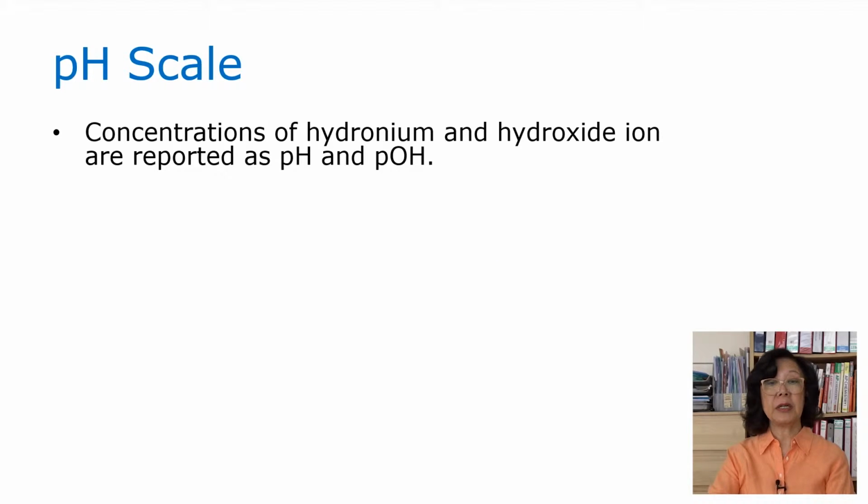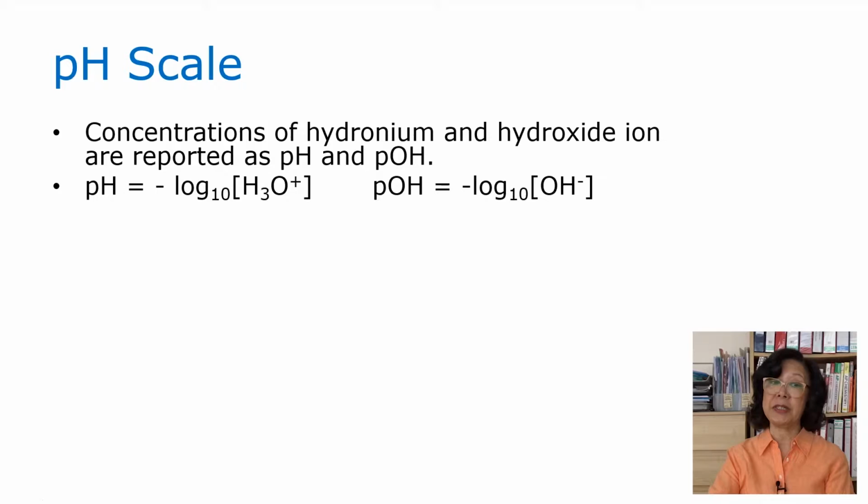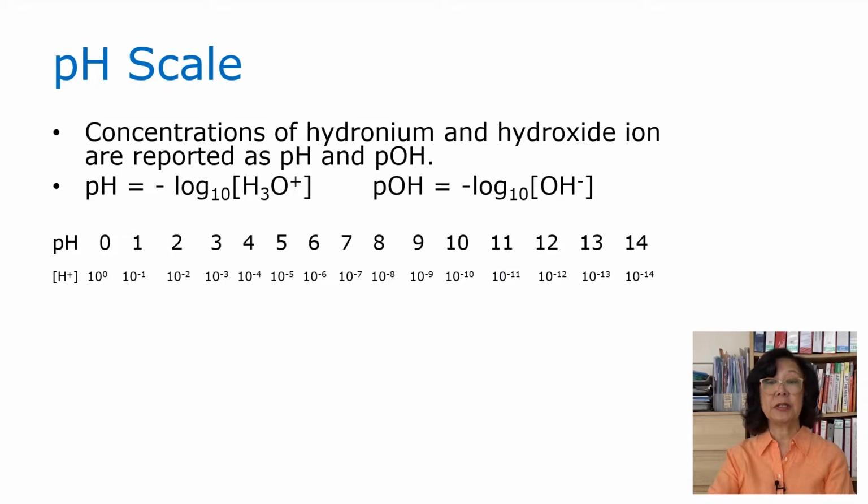pH scale. Now the concentrations of hydronium and hydroxide ions are reported as pH and pOH, where pH is the negative log base 10 of the hydronium ion concentration, and pOH is the negative log base 10 of the hydroxide ion concentration. So if you look at the pH scale, which goes from 0 to 14, and relate that to the corresponding hydrogen ion concentration, a pH of 0 is equal to 10 to the power 0 of hydrogen ion concentration, which is 1, and a pH of 14 is related to 10 to the negative 14 molar of the hydrogen ion concentration.